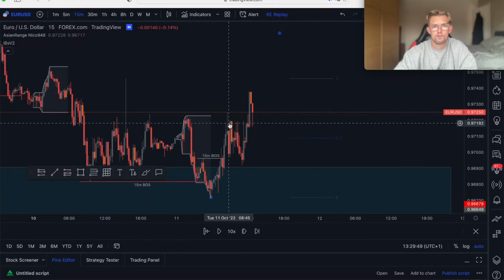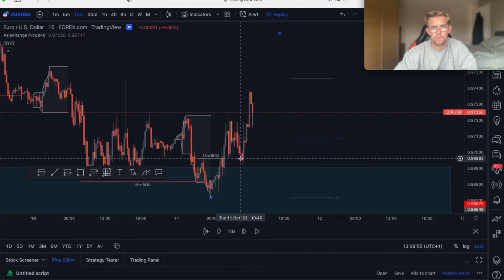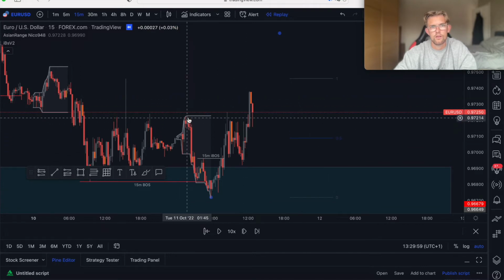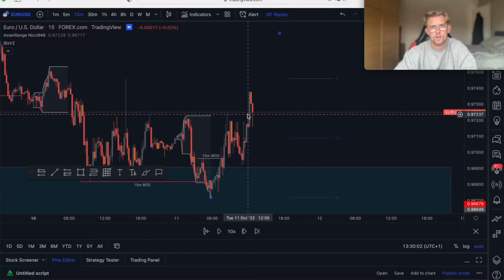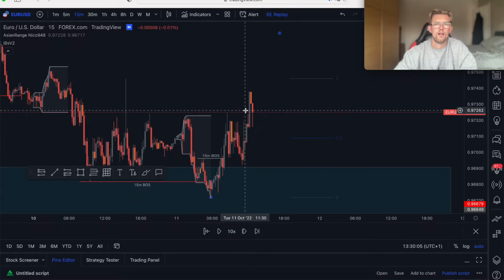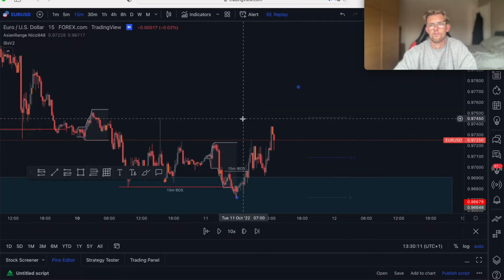So we have the IBOS. From there we slow down a little bit, come back into a little bit of demand here, and then we push up again, creating another internal break of structure. So two internal breaks of structure, and we are looking for a 4-hour pullback.